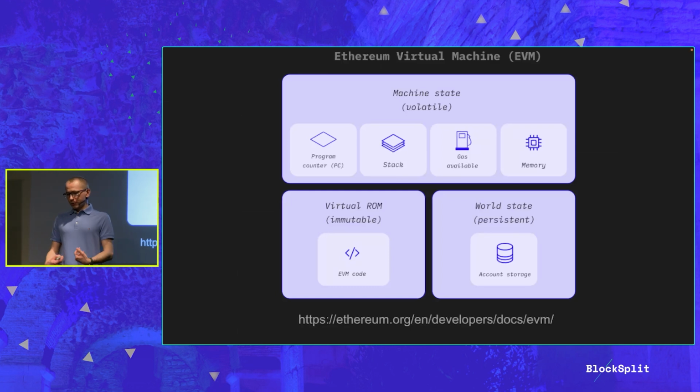So now let's talk about why and how EVMole works so fast and so accurately. As you know, every contract which is deployed on Ethereum or any other EVM-compatible chain is executed on the EVM, the virtual machine. It's a quite simple virtual machine with a stack, memory, program counter, and so on.